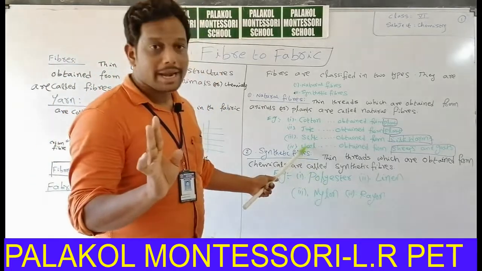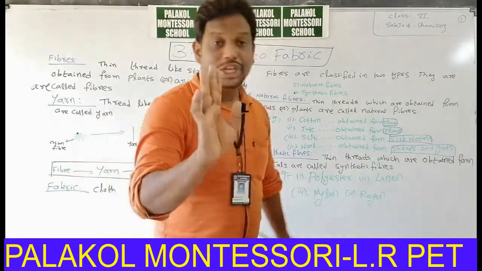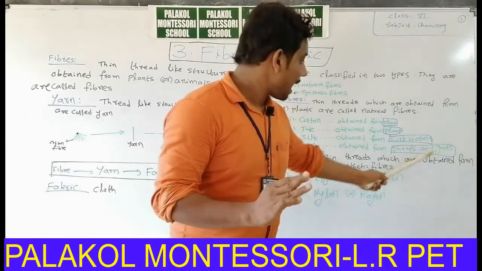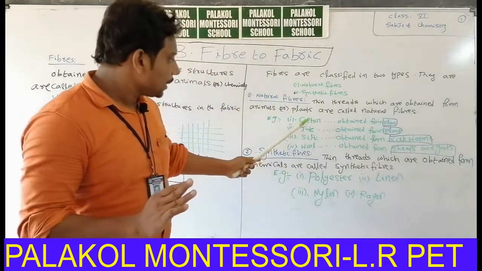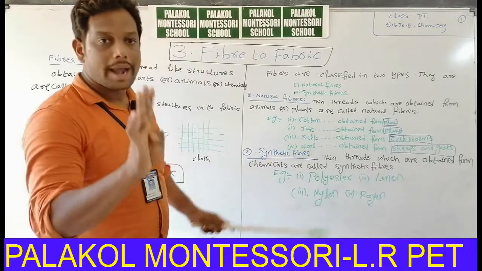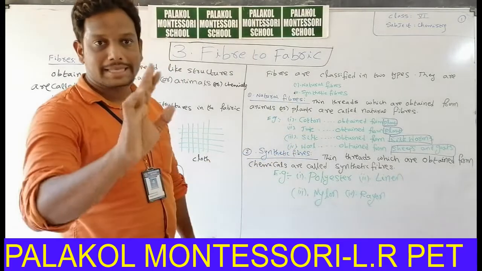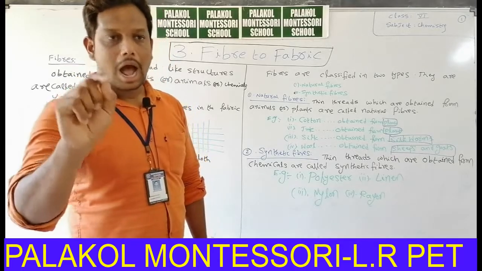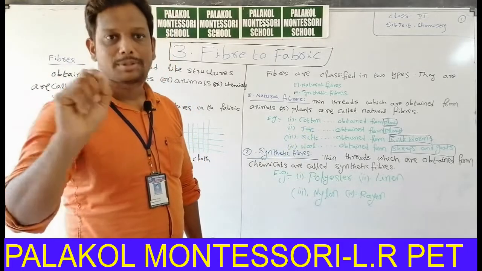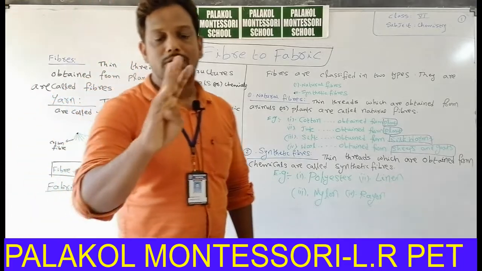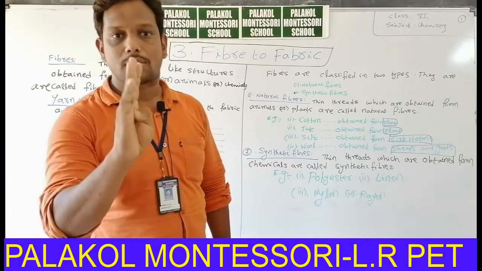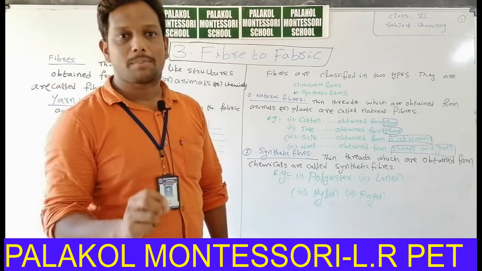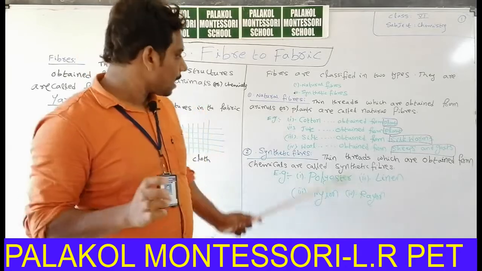Last and final one, wool. Wool is obtained from sheep or goats, a special type of goat, and sheep. So cotton, jute, silk, wool are examples of natural fibers. From the examination point of view, a question like this: odd one out. Option A cotton, option B jute, option C silk, option D polyester. Among all four, which one is the odd one out? Polyester is the odd one out.